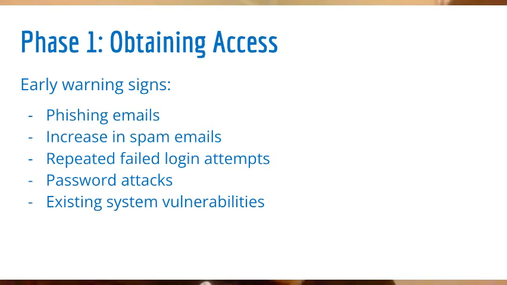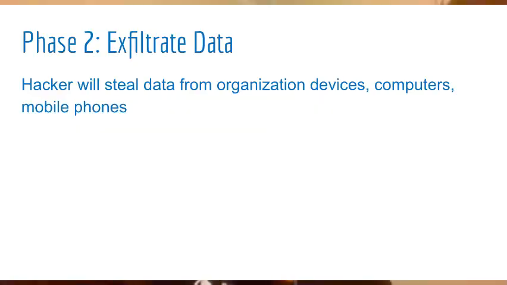This phase is called obtaining access. These warning signs include phishing emails, increase in spam emails, repeated failed login attempts, password attacks, and existing system vulnerabilities. Phase 2 is when the hacker will discover the network and deploy malware on other computers inside the organization. Also, the hacker will exfiltrate data. This means the hacker will steal data from organization devices, computers, and mobile phones through the malware distributed in the previous phase. Phase 3 is deployment of the ransomware.